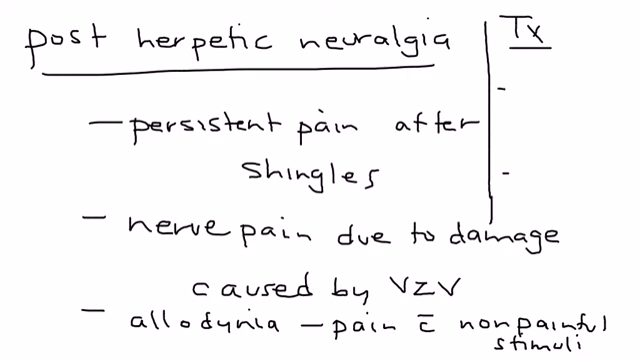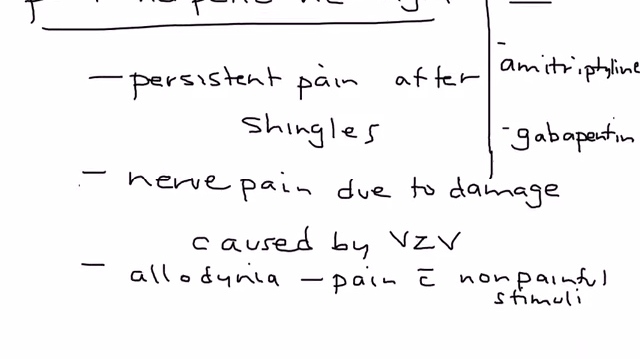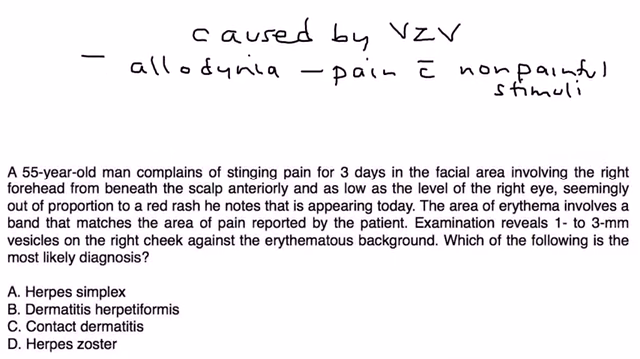One of the most helpful medications is an antidepressant, interestingly, known as amitriptyline. And then another medication that's used with benefit is gabapentin. So those two medications have been used to treat postherpetic neuralgia. Now let's take a look at some clinical vignettes.